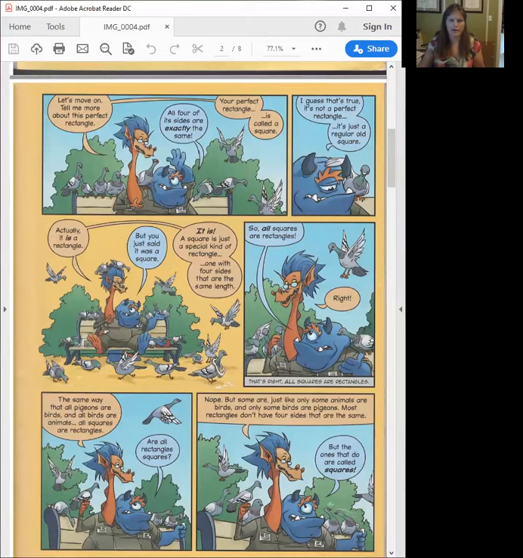So all squares are rectangles. Right. The same way that all pigeons are birds, and all birds are animals. All squares are rectangles. Are all rectangles squares? Nope, but some are. Just like only some animals are birds, and only some birds are pigeons. Most rectangles don't have four sides that are the same. But the ones that do are called squares.